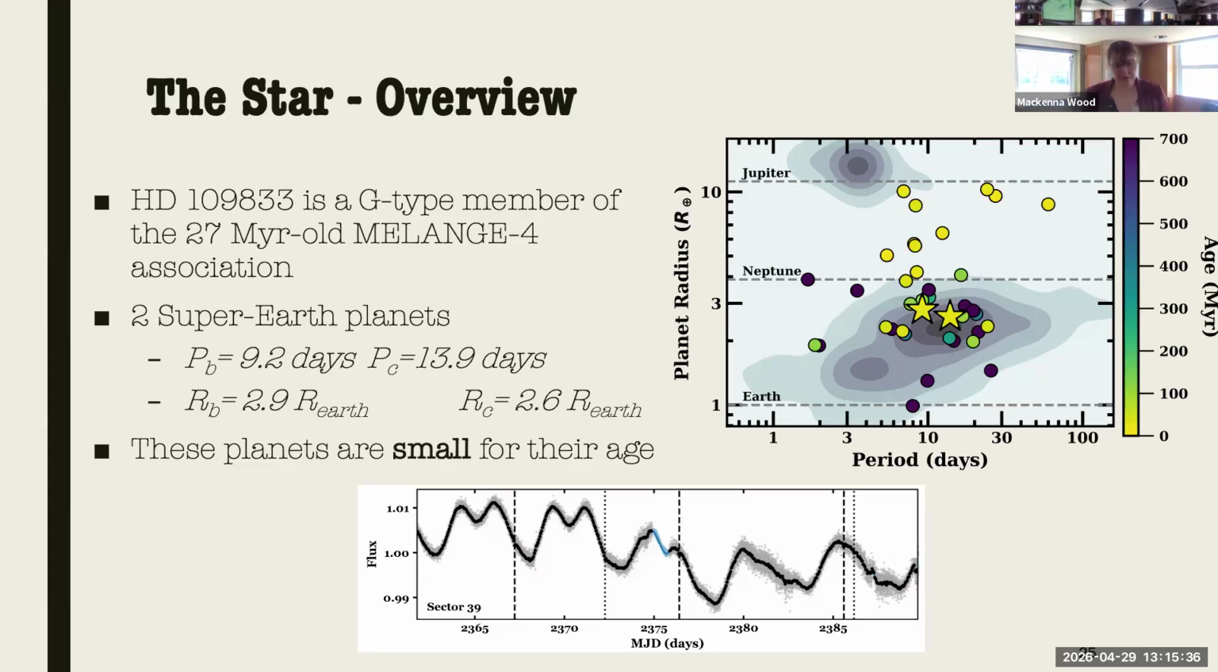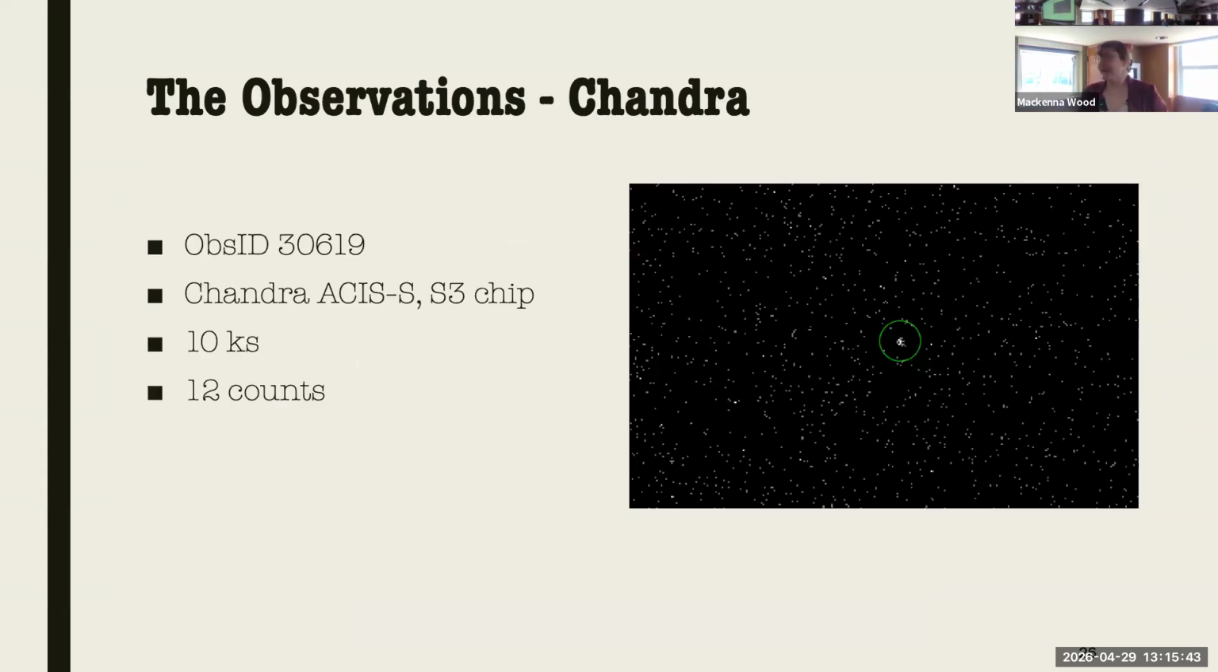There wasn't a great X-ray observation of the host star here, so we proposed for some time on Chandra to do it, and we got it. We got 10 kiloseconds of observation on the star using Chandra ACIS-S, and we got 12 whole counts. Which is enough to measure the flux with a lot more precision than any previous measurement had gotten.